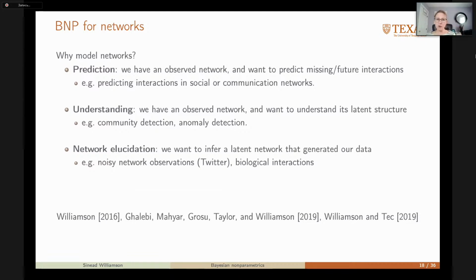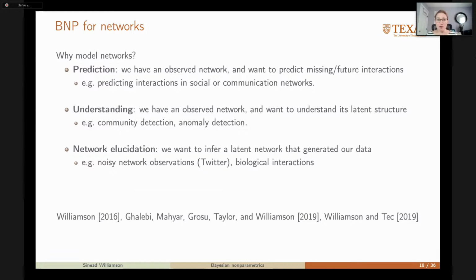So why do we want to model networks? Well, there's a number of reasons. Right? Networks are everywhere. We have social networks, we have networks of communication, such as internet, we have road networks, we have biological networks, we have molecules, which we represent as networks. And there's all sorts of things we can do with this, right? Maybe we have a social network and we want to predict what happens next, right? We want to predict who's going to interact with who. We want to predict who a person just joining Twitter is going to follow, and so on.